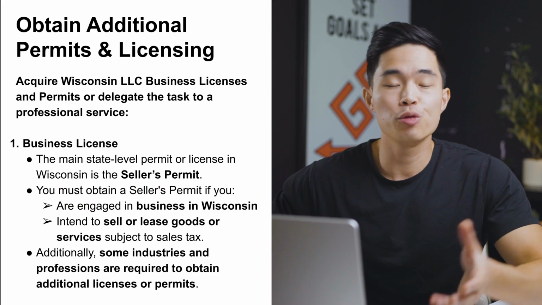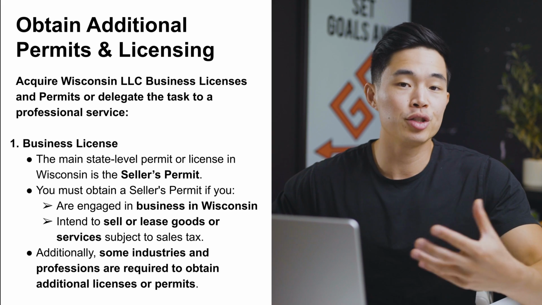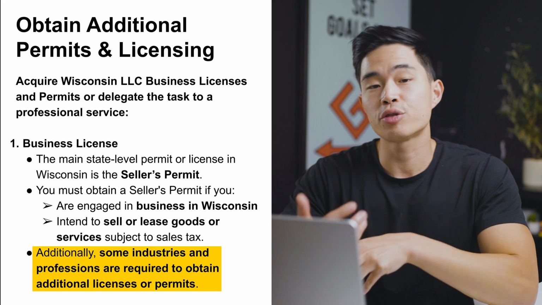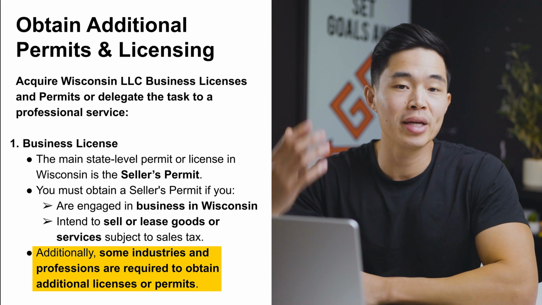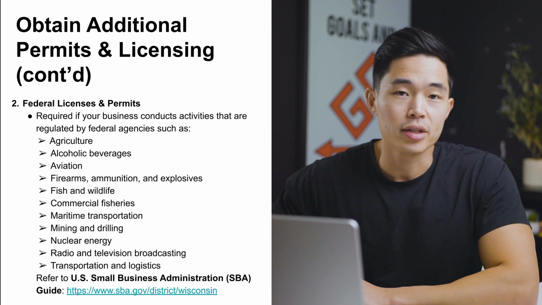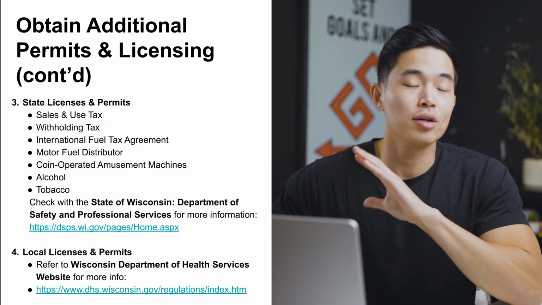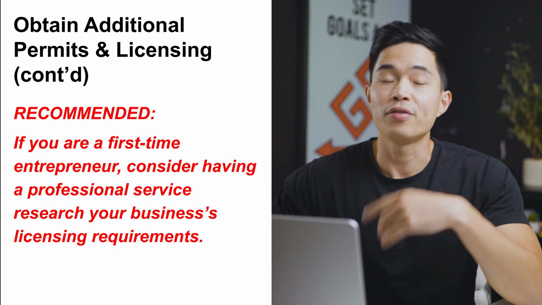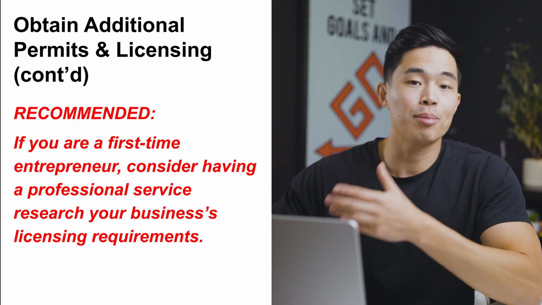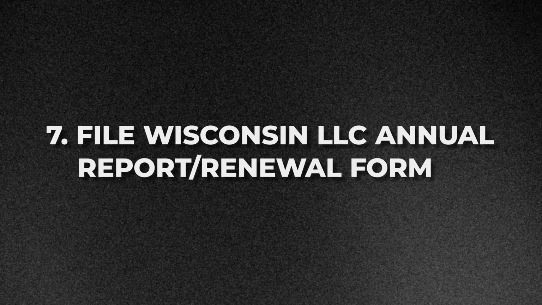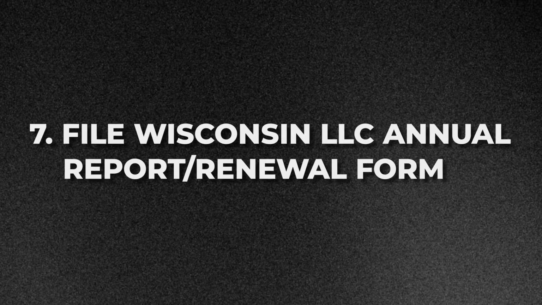If you're selling things, you may need a seller's permit. This actually allows you to collect sales tax. And then for some industries and professions, you may be required to obtain additional licenses or permits. Again, I'm not going to go into this too much, but I recommend you look into this and make sure you are compliant. And if you're a first-time entrepreneur, you can consider having a professional service do this for you. Now, another really important thing is that you must file your Wisconsin LLC annual report or renewal form.